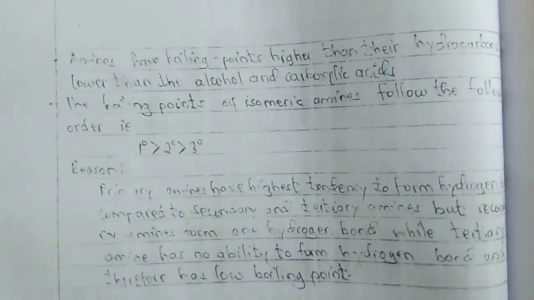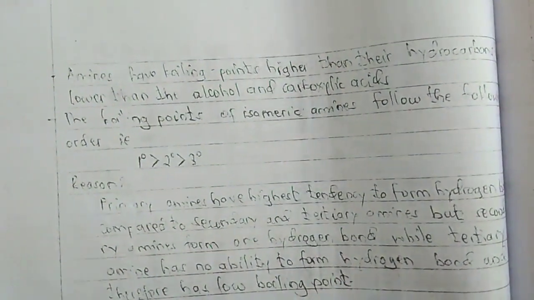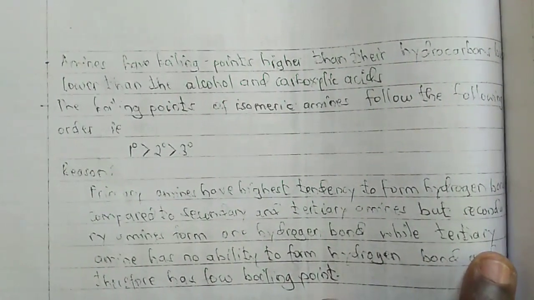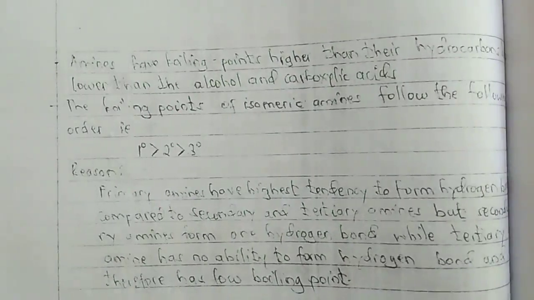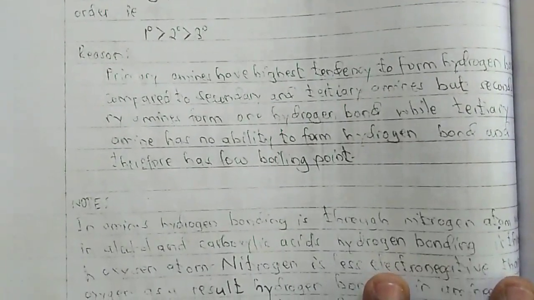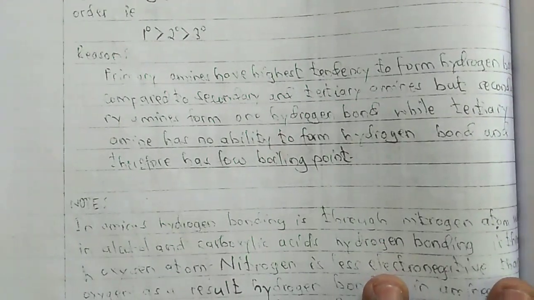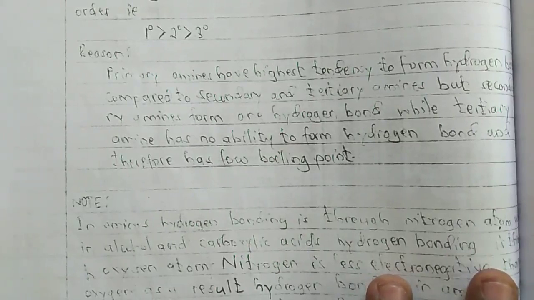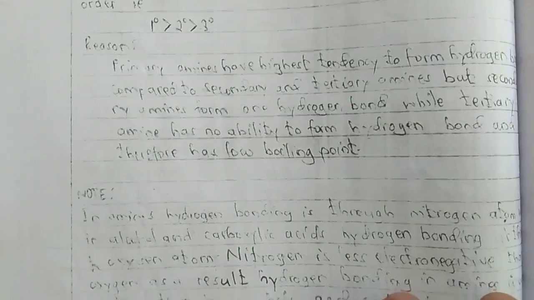Regarding the boiling point of amines, they are able to form hydrogen bonds, so they have high boiling points. Amines have boiling points higher than their hydrocarbon, but lower than alcohol and carboxylic acid. The boiling points of isomeric amine follow the following order. The primary amine have high boiling points compared to the secondary or tertiary. Reason, the primary amine have highest tendency to form hydrogen bonds compared to the secondary or tertiary amine. Secondary amine form one hydrogen bond, while tertiary amine has no ability to form hydrogen bonds and therefore low boiling point.